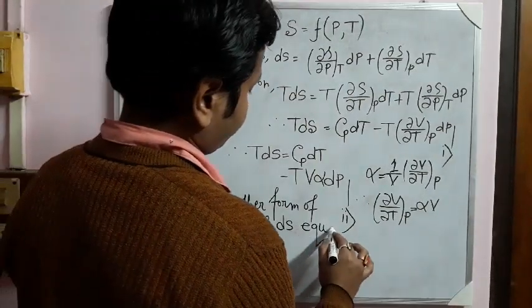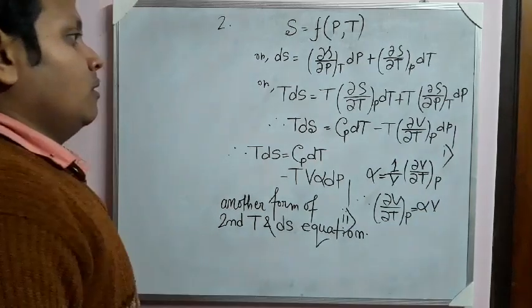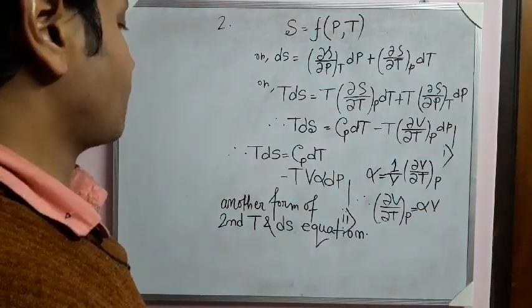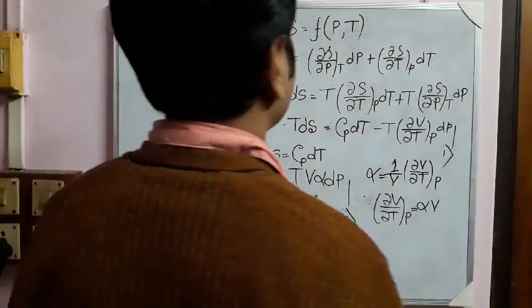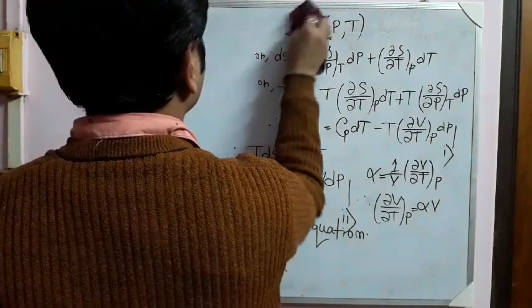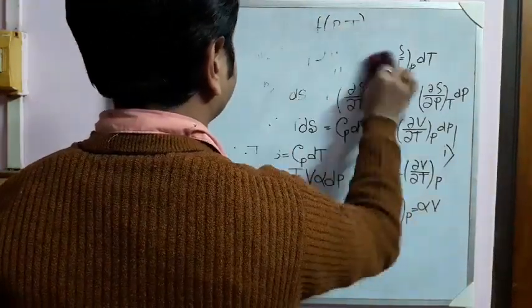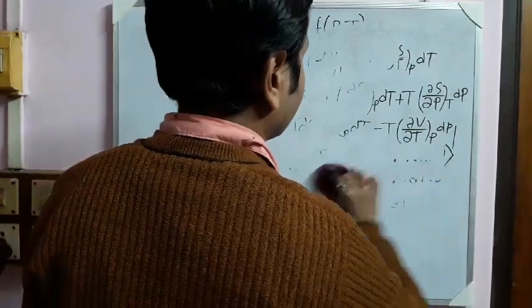So this is called the second TdS equation. Okay, so now let us do the third TdS equation.